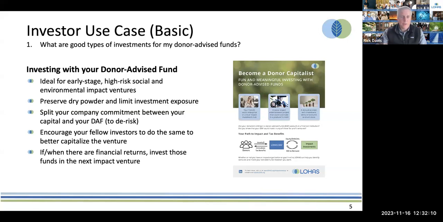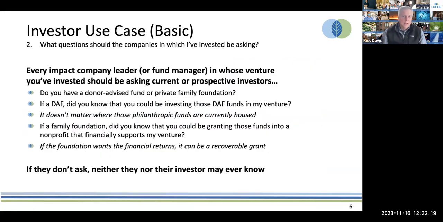Okay, why don't I move to the next as we sort of go up the scale of strategies here and things to think about when using DAFs. So this one is for the social entrepreneurs in the audience as well, and clearly all of you who have invested in companies that have a social enterprise element. These are basic questions that every impact company leader or fund manager in whose venture you've invested should be asking their current or prospective investors.